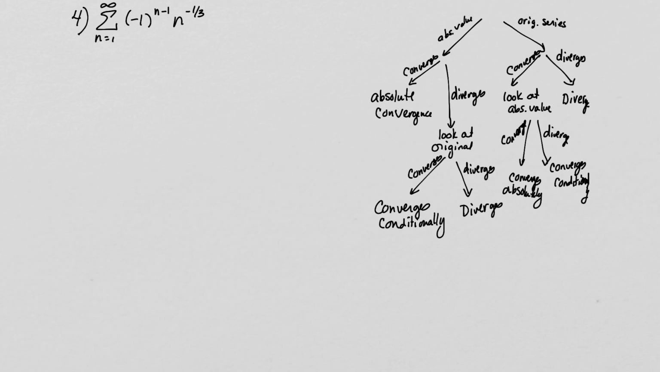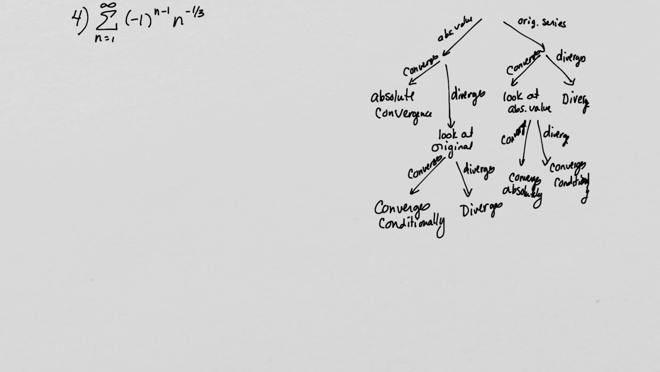So with that being said, here's my original series. Do we just want to figure out what the original series does, or do we want to look at the absolute value first? There's no right or wrong answer. We just got to pick a way to do it to go forward with the problem. Absolute value, since there's the negative.